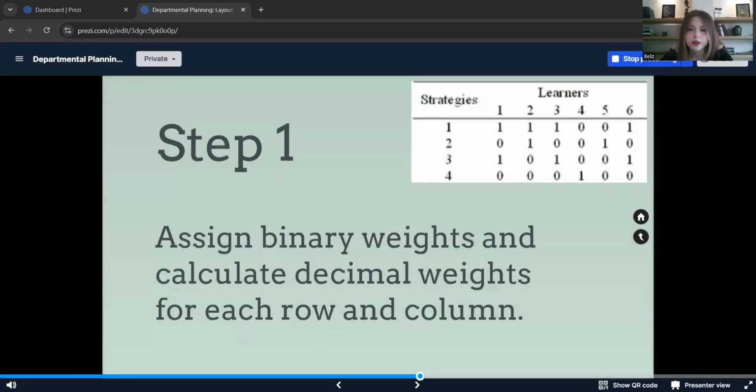We are assigning binary weights for columns, and the rightmost column gets the weight of 1. Next left gets 2, then 4, then 8, and so on. For rows, the bottom row gets 1 again, moving upward, multiplying each cell's value, 0 or 1, by its column weight, and summing across the row gets the decimal row weights. Do similarly for columns. This matrix shows an example with 4 strategies and 6 learners.